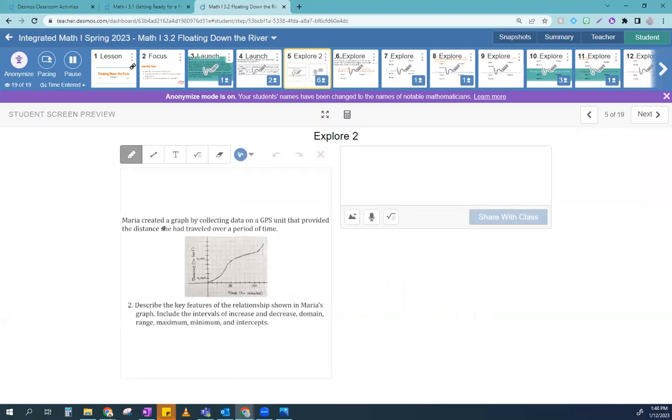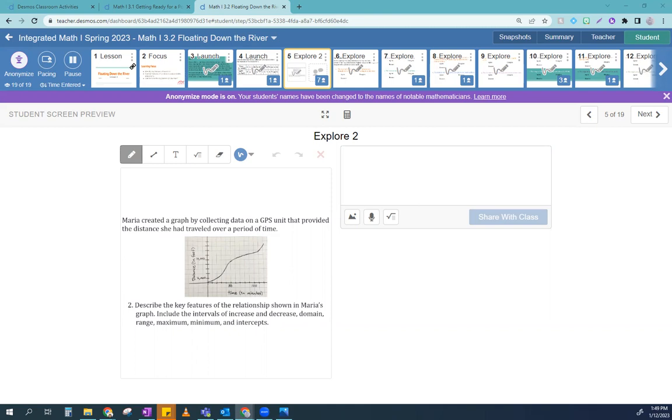Maria created a graph by collecting the data on a GPS unit, showing the distance she traveled over a period of time. This is that curve. You will see it: time over distance. Here they're going slower, and then they go faster, and then they go slower. Remember, that's what she said. It says, describe the key features of the relationship shown in Maria's graph. Include intervals of increase, decrease, domain, range, maximum, minimum, and intercepts.